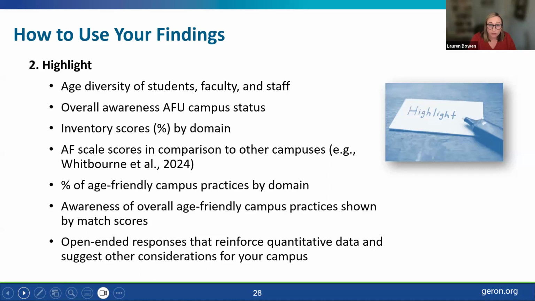So just some quick suggestions for findings to highlight in these summaries. Age diversity of students, faculty, and staff from the demographics portion of the inventory. Overall awareness of the university's age-friendly university status from your Qualtrics results, so that would be AFUA items 1, 2, and 3. Inventory scores represented as a percentage of campus practices reported as being in place in each domain, and awareness of overall age-friendly campus practices shown by match scores. These are just a few suggested highlights based on our syntax, but you'll have a rich data set from the ICCS that will allow you to conduct additional analyses to explore and highlight areas of most interest to you.